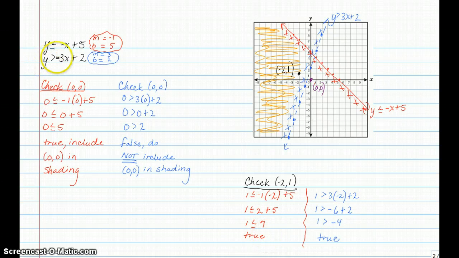Okay, the second equation is y is greater than 3x plus 2. We're going to substitute in the negative 2, 1. So 1 is the y value. It's greater than 3 times negative 2, the x value, plus 2. 1 is greater than negative 6 plus 2. 1 is greater than negative 4, which is true. So we know from this check that we have indeed shaded this correctly, and that any ordered pair in that orange area and on the red line will be a solution of this system of linear inequalities.